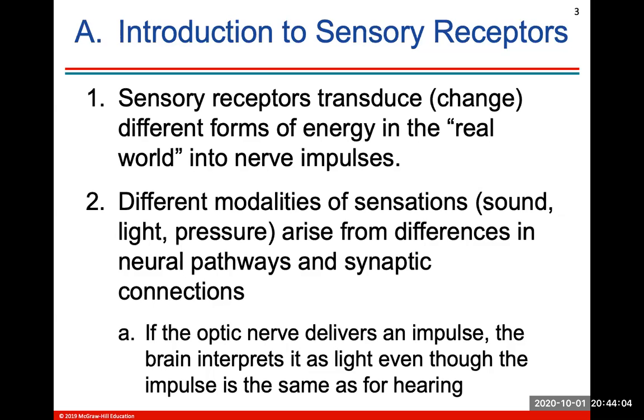So the light from the screen, the words, what you're hearing right now in the background, any sort of real world stimulus, sensory receptors will take that in and change it to a different form of energy so it can travel along our nerves. Different modalities of sensation arise from differences in the neural pathways throughout the brain and spinal cord and synaptic connections. So for example, if the optic nerve delivers an impulse, the brain interprets it as light, even though the impulse is the same as for hearing.